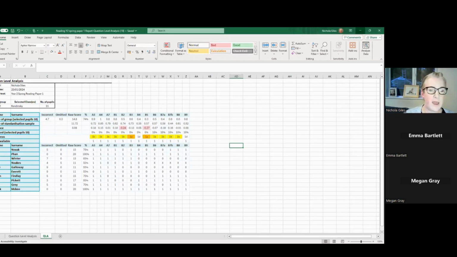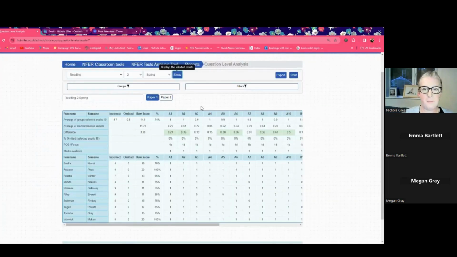Can you see the NFER tool, Lauren? We're still on the spreadsheet. Okay, it's fine. You can see it now?